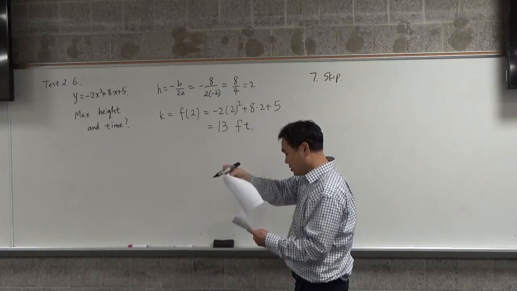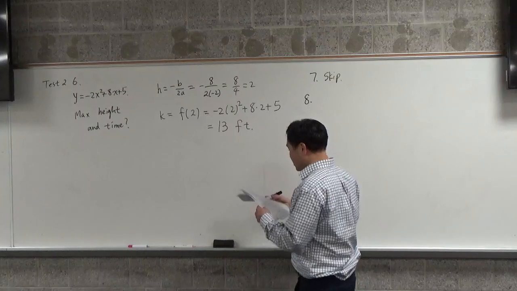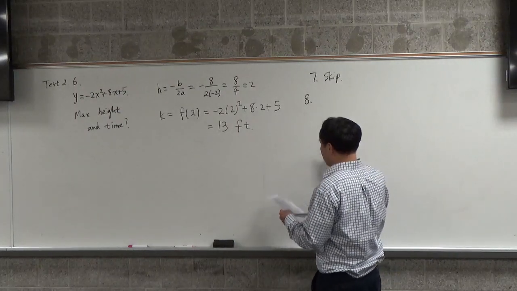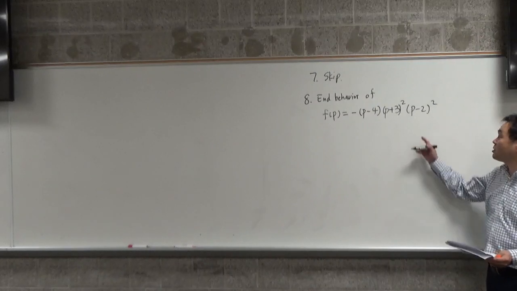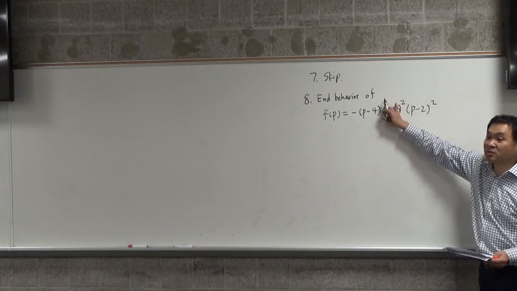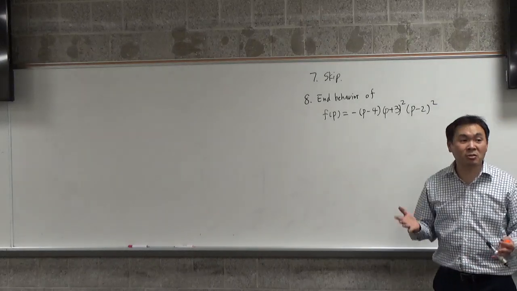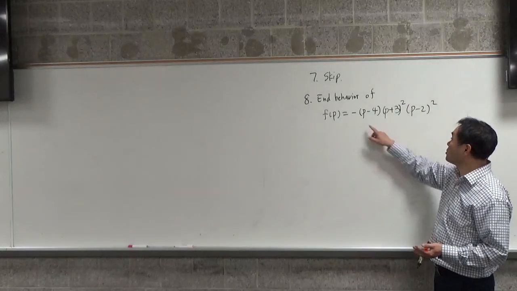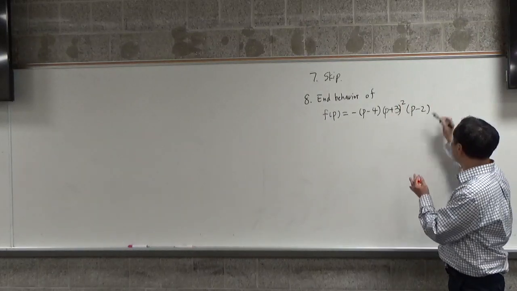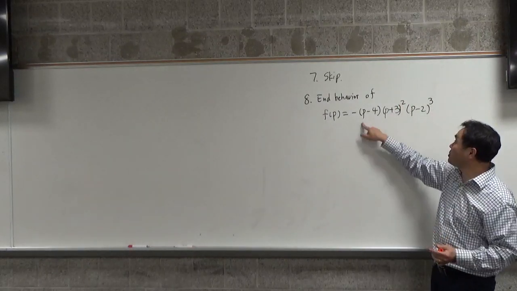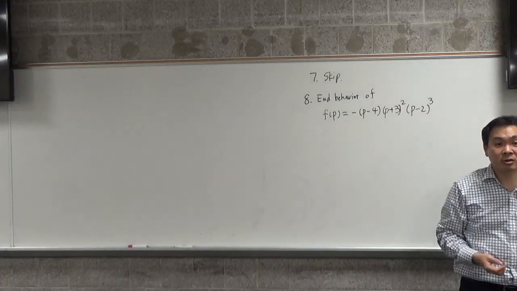Okay. And then question 8 says, the polynomial like this, and it's asking for the end behavior. And end behavior has to do with the order of the polynomial. If you have p squared, this is cubed by the way, so p cubed. If you have p squared, p cubed, what's the order of this polynomial?